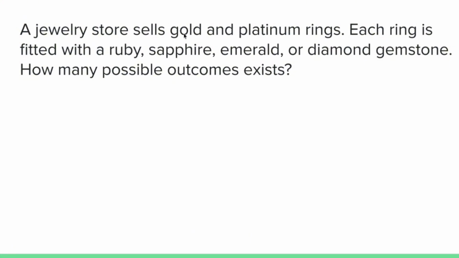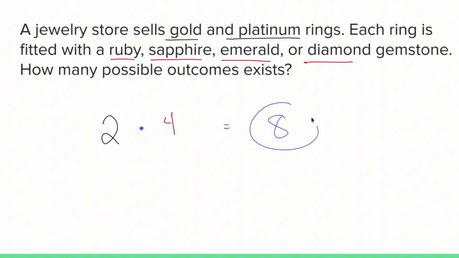A jewelry store sells gold and platinum rings. Each ring is fitted with a ruby, sapphire, emerald, or diamond gemstone. How many possible outcomes exist? Well, I don't care what the outcomes are. I only care how many there are that exist. So my first event is the fact that there are 2 types of rings, so that's 2 options. My second event is you can have ruby, sapphire, emerald, or diamond. That's 4 options. Now, when you are trying to find the total possible outcomes, you take the first option and the second option and you multiply them together to get you 8 possible options.